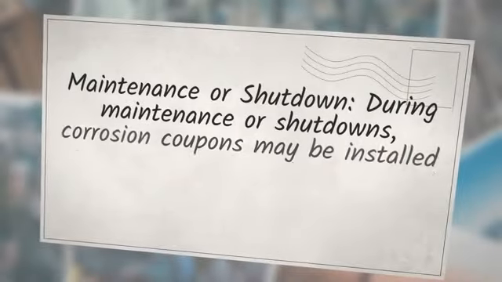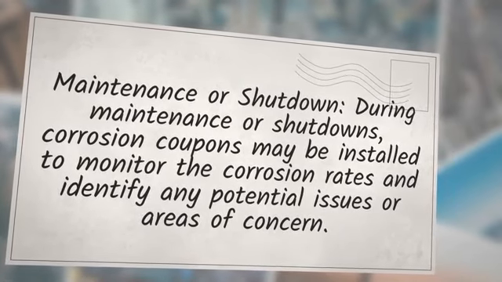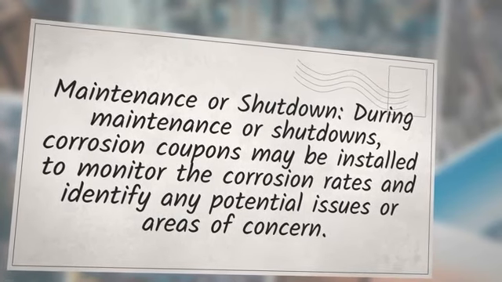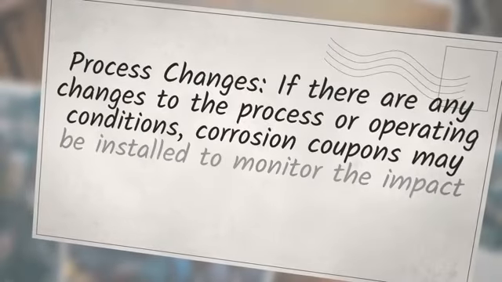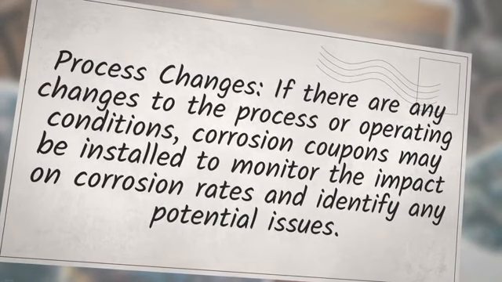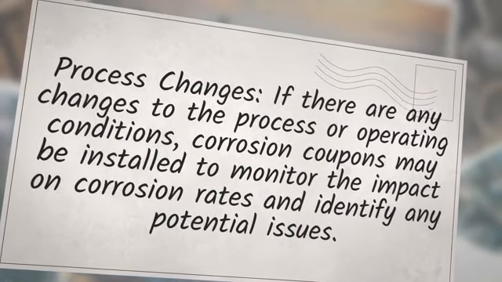Maintenance or shutdown. During maintenance or shutdowns, corrosion coupons may be installed to monitor the corrosion rates and identify any potential issues or areas of concern. Process changes. If there are any changes to the process or operating conditions, corrosion coupons may be installed to monitor the impact on corrosion rates and identify any potential issues.